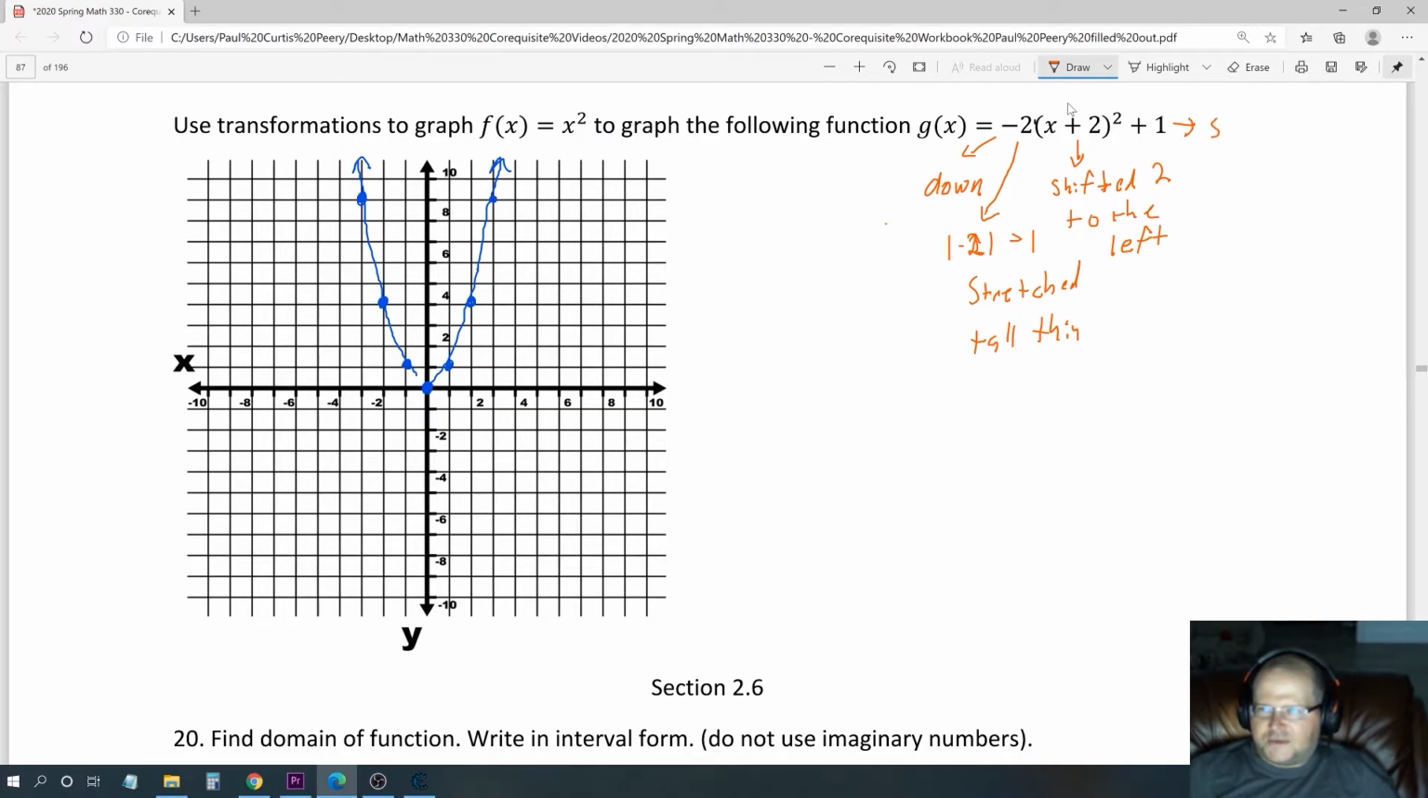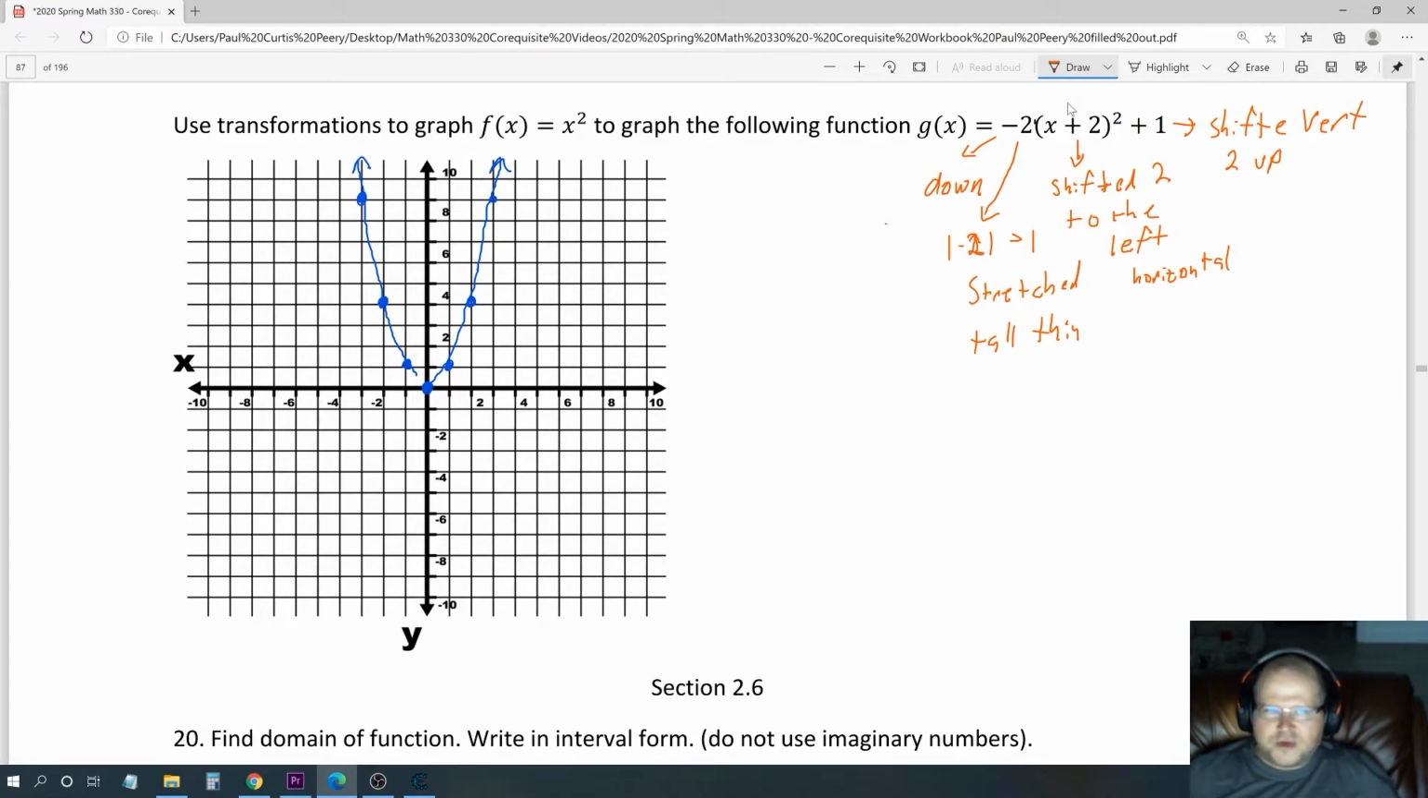Okay, and because of this, this is going to be shifted vertically, up 1. So again, this is vertical shift over here, and this is horizontal shift over there. Okay, so that's all the pieces that we have to deal with.